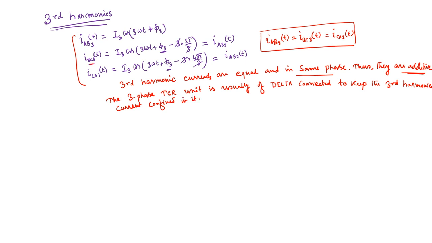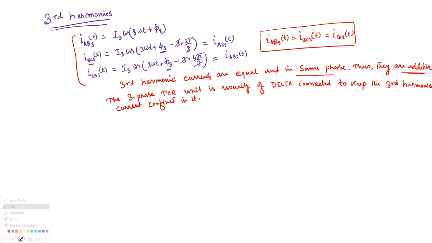Okay. And this will be true for any triplet harmonics or any harmonic which is of order multiplied by 3. So, this will happen for third harmonics, the ninth harmonics, and so on. Okay. So, we can take the mitigation process to avoid the triplet harmonics which may appear in the line current by constructing this three-phase TCR as a delta connected system.